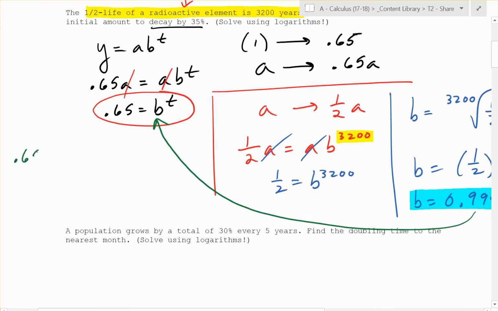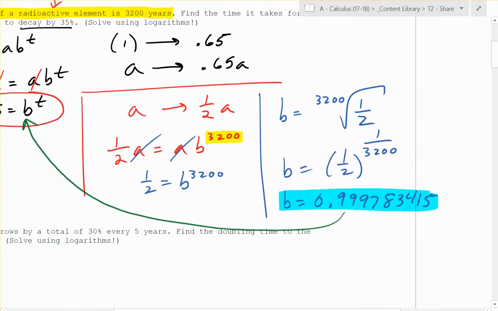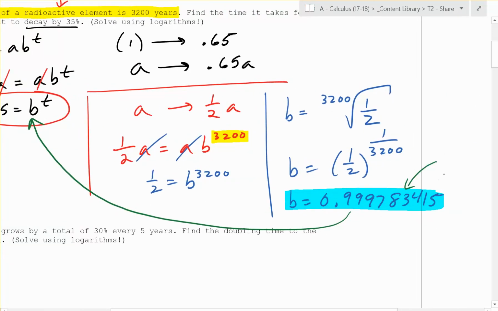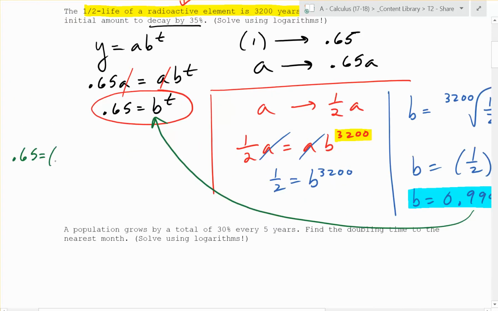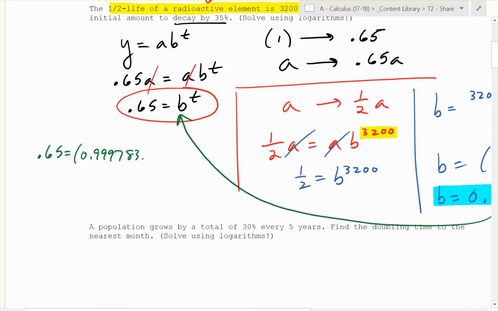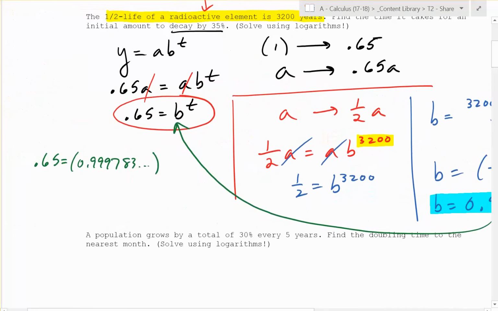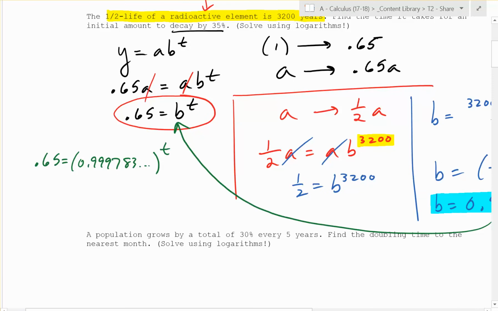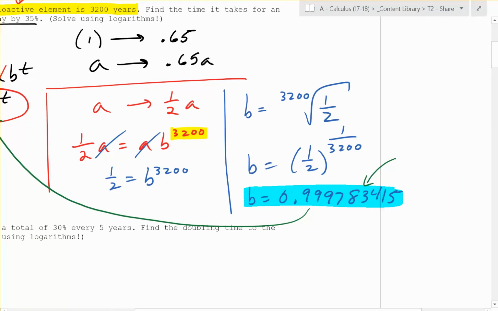So now we have 0.65 is equal to that thing in blue here. I'm going to call that b. Well, we can just put the decimal in there, 0.9997. And I'm going to store that on my calculator because in this case, it seems really important that we have all those decimals in there to the t power. So I'm going to my calculator right now and I'm storing this blue b value because I really want all those decimals.